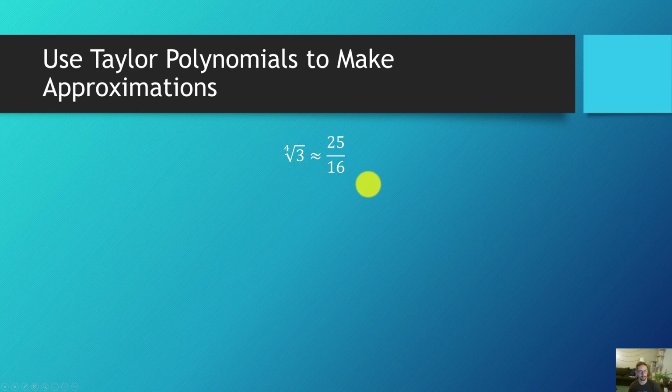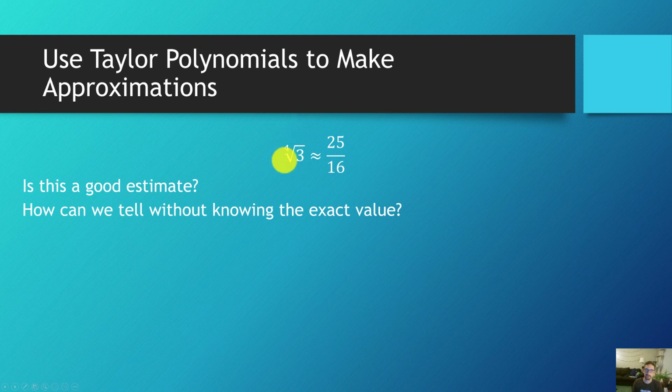But now the question is, we have the fourth root of 3 is approximately 25 over 16. Is this a good estimate? How would I know? I have no idea what the fourth root of 3 is, and I can kind of think about how big 25 over 16 is, but how do these compare? Is it a good estimate? Is it bad? And how can we tell without knowing the exact value of the fourth root of 3? Well, we'll use something called the Taylor remainder theorem.